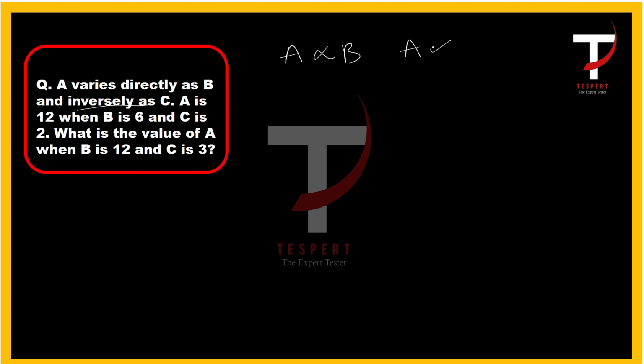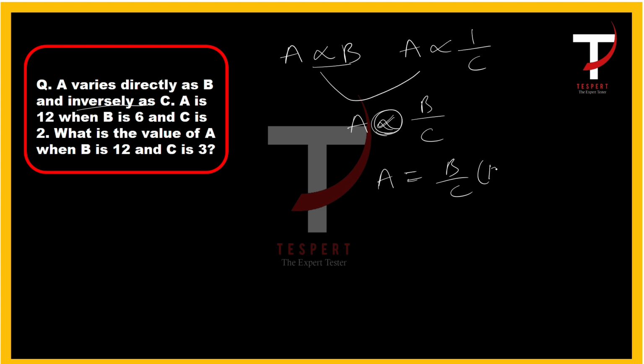So A is inversely proportional to C. If we combine these two, A is directly proportional to B and inversely proportional to C. We can write A is proportional to B by C. If we want to remove this proportionality, A will be equal to B by C into some constant. Let that constant be K.